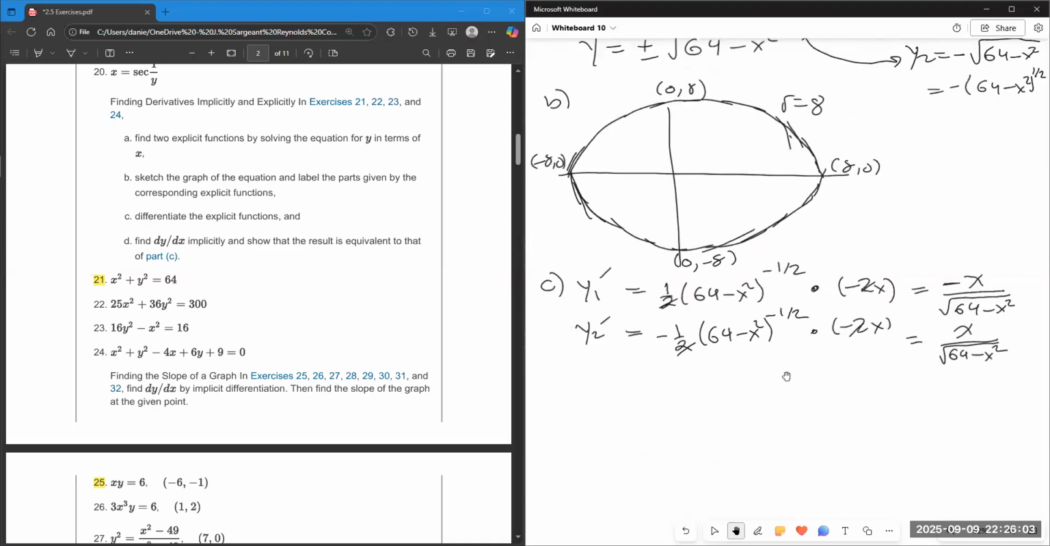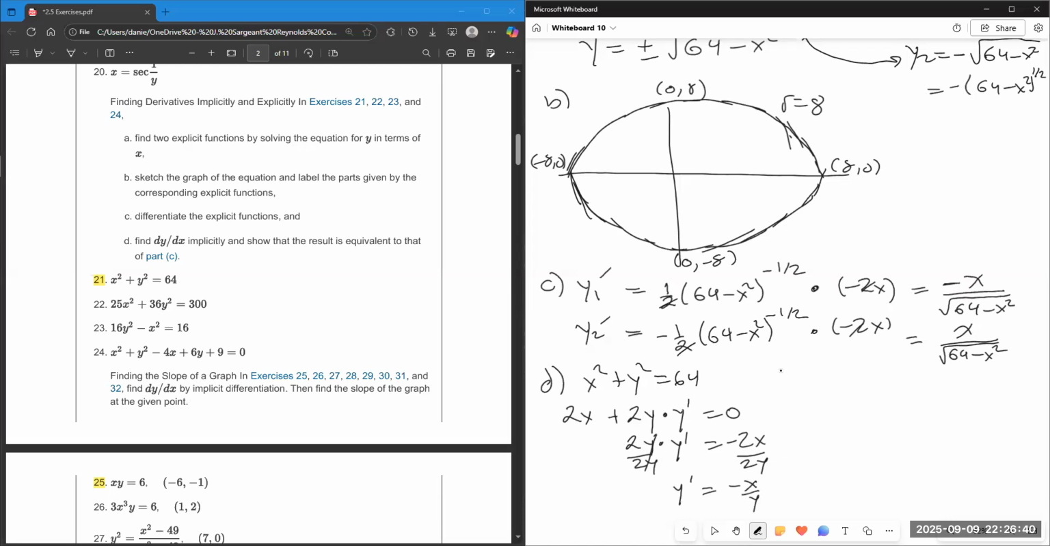Let's go ahead now and implicitly differentiate, starting with x squared plus y squared is equal to 64. 2x plus 2y times y prime is equal to 0. So 2y times y prime equals negative 2x. Divide by 2y, divide by 2y, and y prime is equal to a negative x over y.